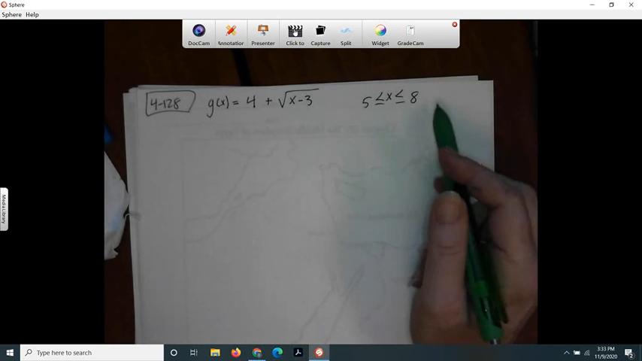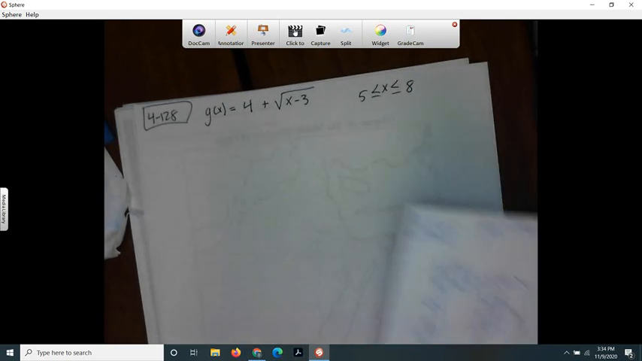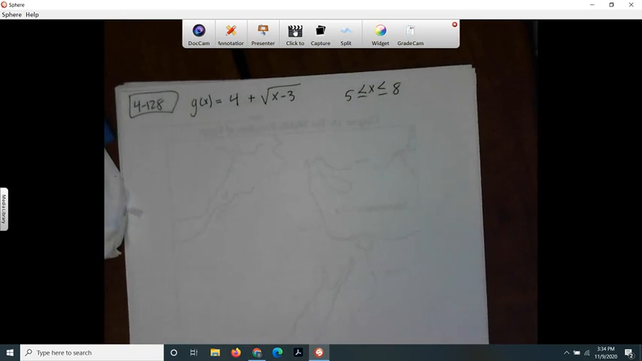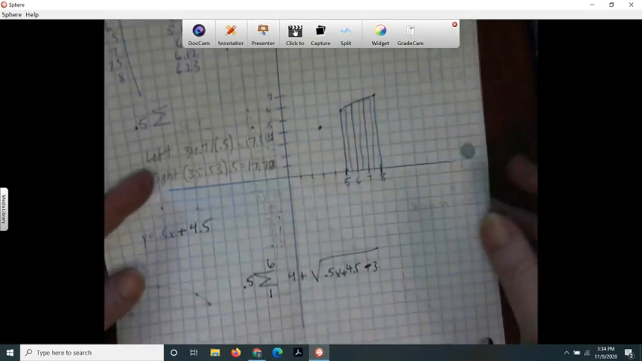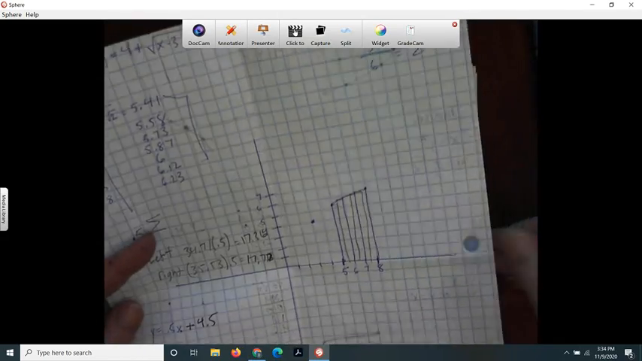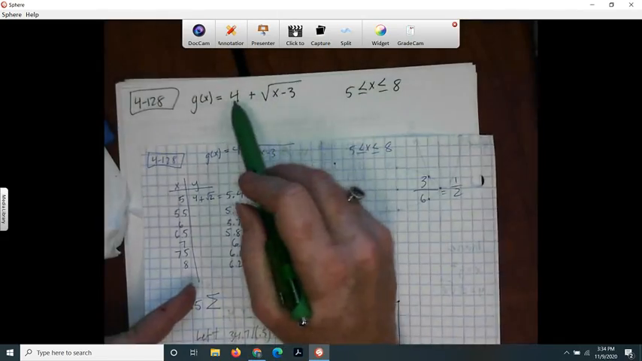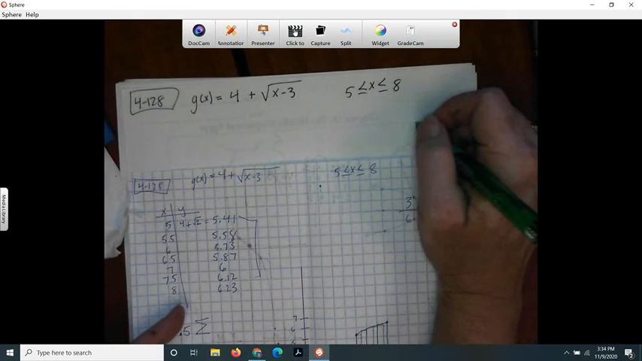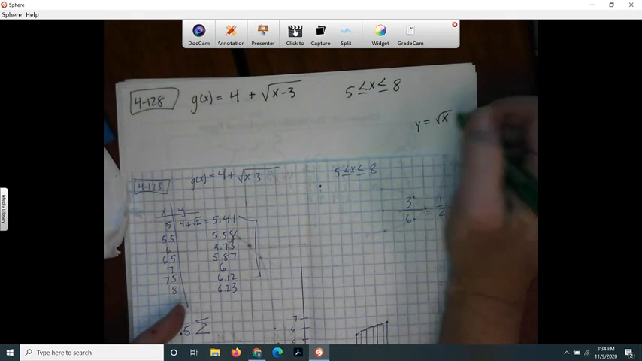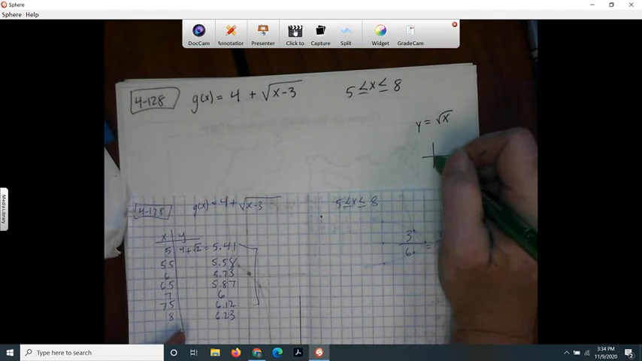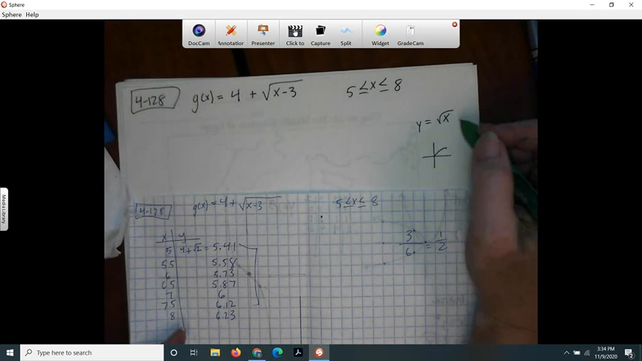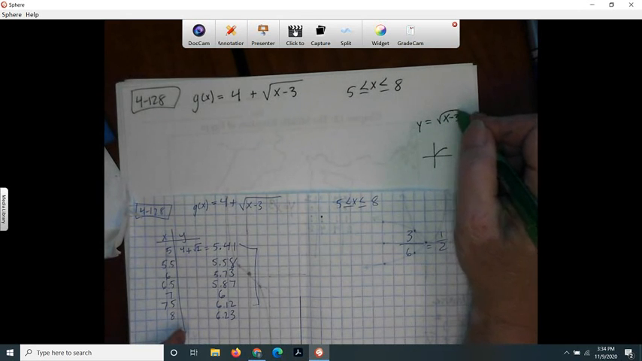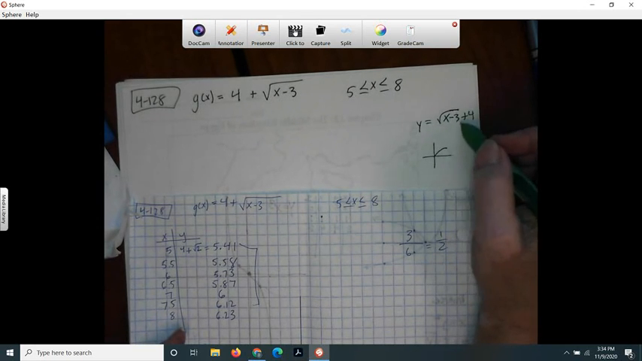First of all, I was going to just do it all on paper on a graph, so I got some graph paper out. I know that this is just a root function. Y equals square root x looks like this. That's the parent function. But this is the square root of x minus 3 plus 4, so it's going to be moved to the right by 3 and up by 4.